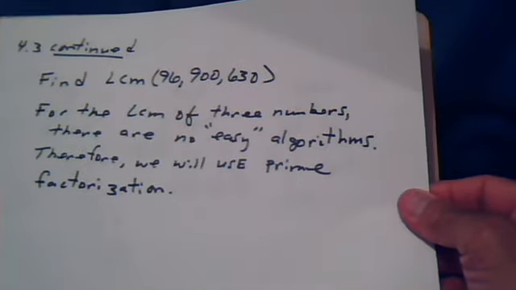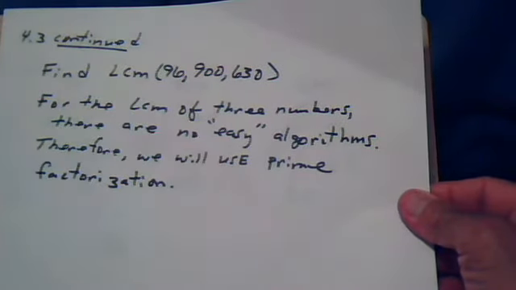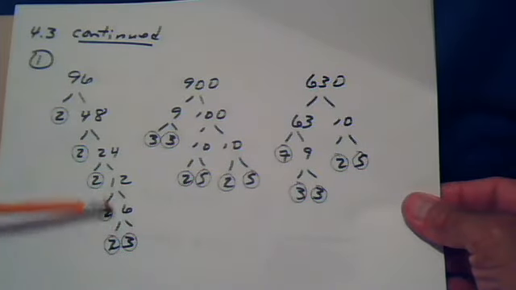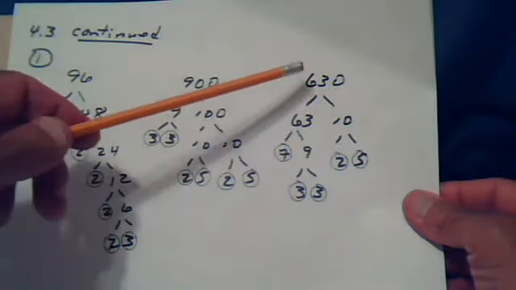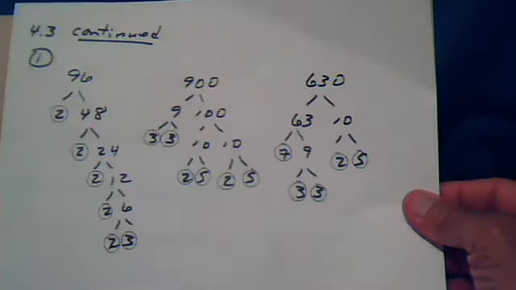For the LCM, we don't have shortcuts. For the LCM of three numbers, there are no easy algorithms. Therefore, we'll use prime factorization. There they are. This is the prime factorization of 96. This is the prime factorization of 900. And this is the prime factorization of 630. Notice I've highlighted by circling the primes. Once at the end you just have primes, that's when you're done. At the end there's only primes. Now we're going to collect them.